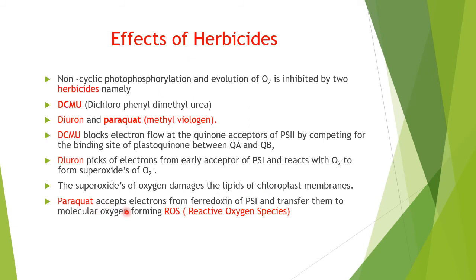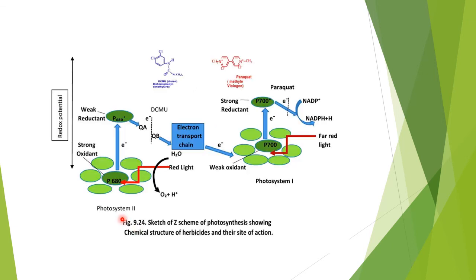And paraquat accepts electrons from the ferredoxin of pigment system first and transfers them to molecular oxygen, forming the reactive oxygen species. And that reactive oxygen species or the superoxides of oxygen will result in the damage of the lipids of the chloroplast membranes. This is how it works.